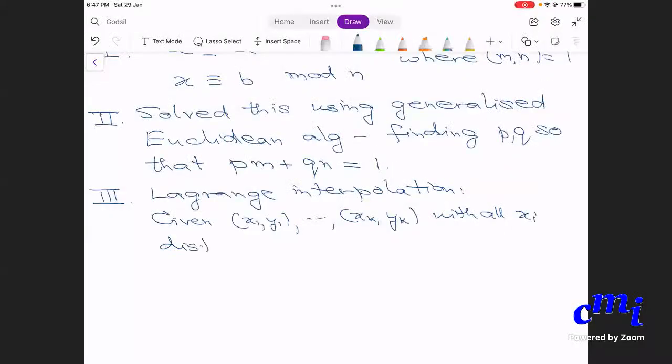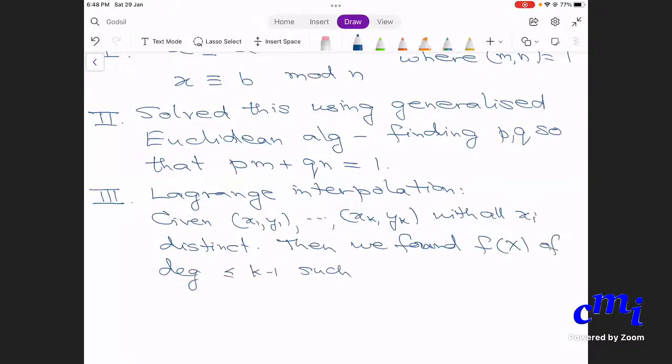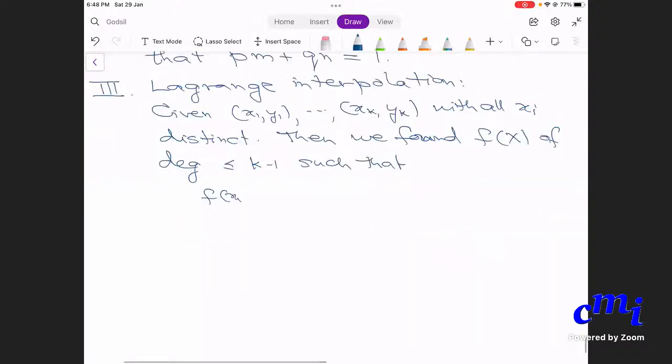And this was important. Then we found the polynomial f(x) of degree at most k minus 1 such that it satisfies various conditions: f(x1) is y1, f(x2) is y2, and so on. So this was the third thing we did, and in the course of proving this, we discussed the Vandermonde determinant.